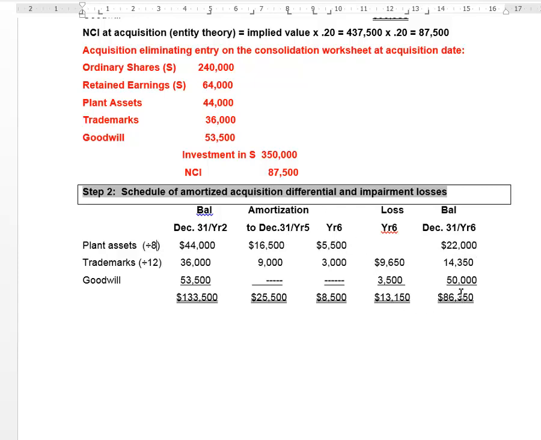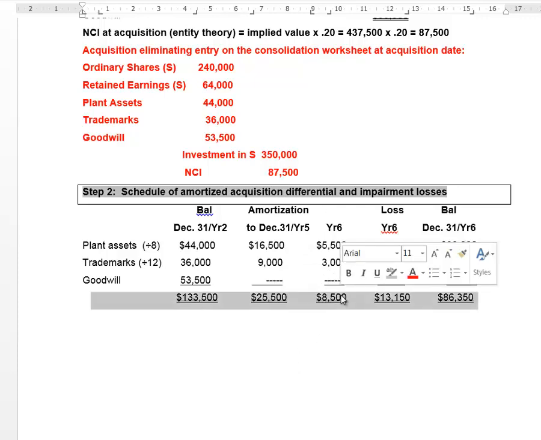And goodwill, again, I'll have to keep testing it for impairment, but what's left is 50,000. So the balance of what I haven't yet amortized or tested for impairment loss is 86,350. So that's what's left of this 133.5. All right. So that's going to be important. Why? Because this is going to adjust any of my retained earnings before the end of year 5.